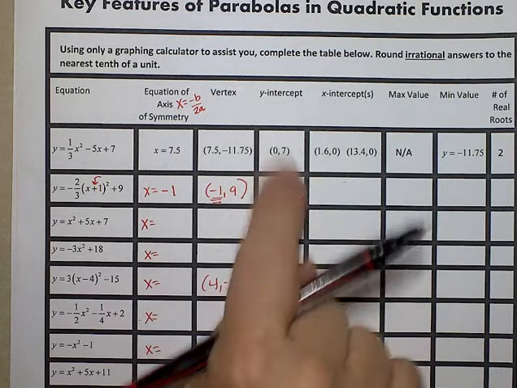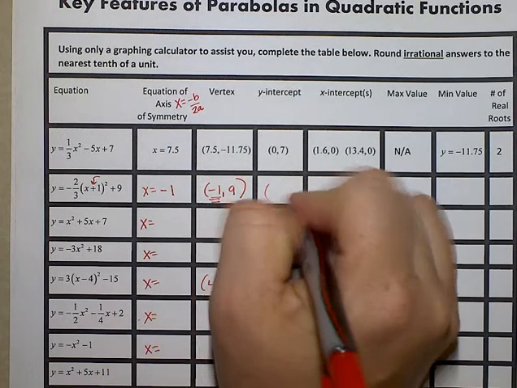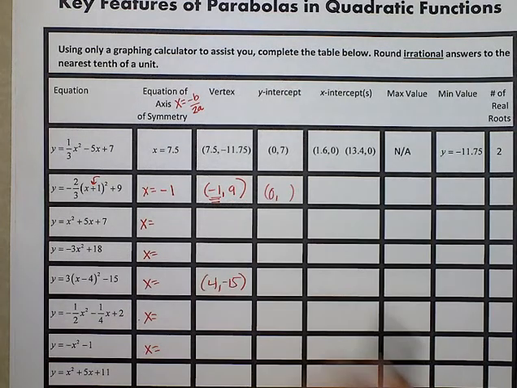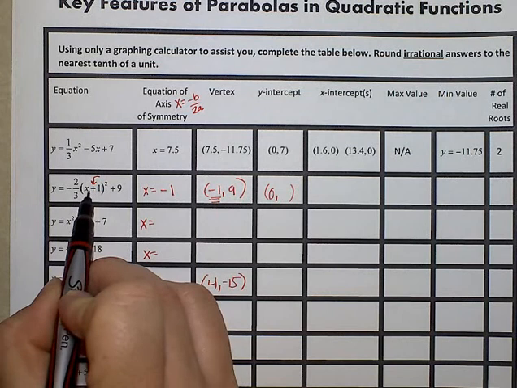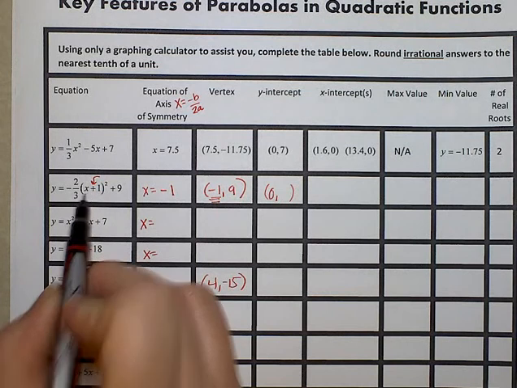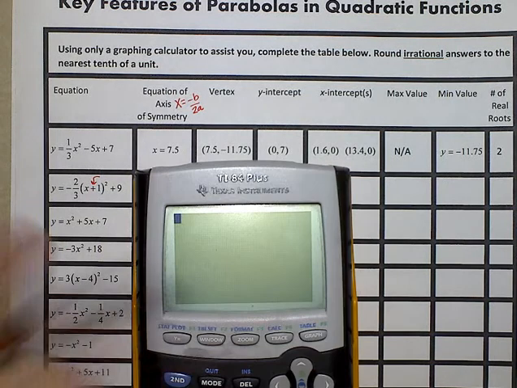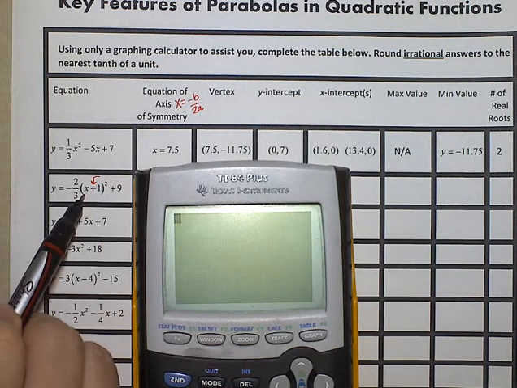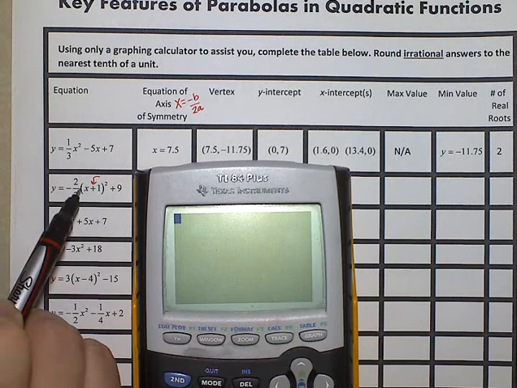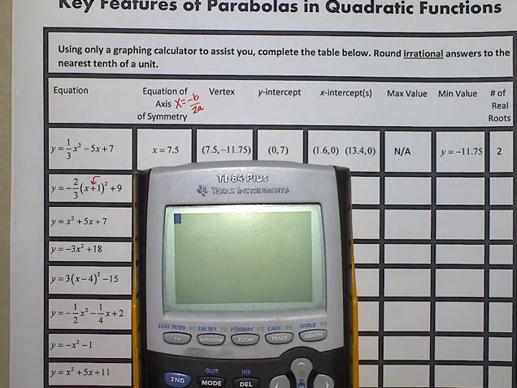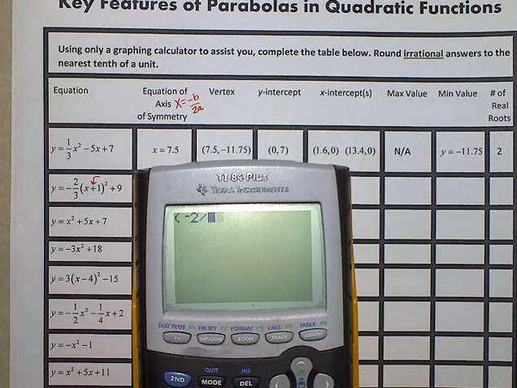What is the y-intercept? Y-intercepts always have an x value of 0. So when I plug in 0, and we can use a graphing calculator here, I'm looking at this equation, substituting 0 for x to get a y value. I'm going to start by putting this in parentheses: parentheses, negative 2/3, and then I know I have 0 plus 1, which is 1 squared, plus 9.